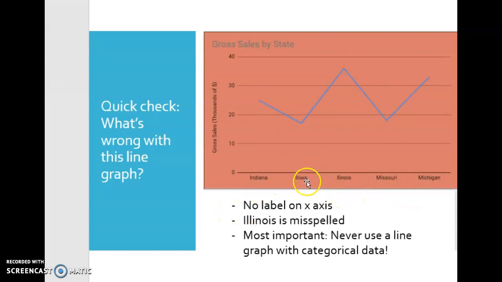We could start with Illinois, then Missouri, then Indiana, Michigan, and Illinois, and it would look like there's some kind of upward trend, which is completely wrong. Or we could flip them all and make it look like a downward trend. There's really no trends going on here at all in terms of from state to state, the category. So categorical data on here, you should not use a line graph. So those are some of the biggest mistakes to visualizations.